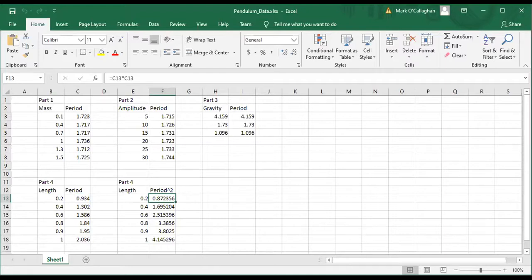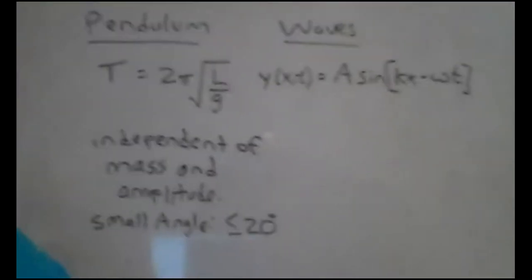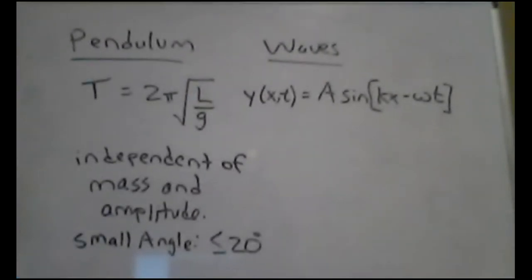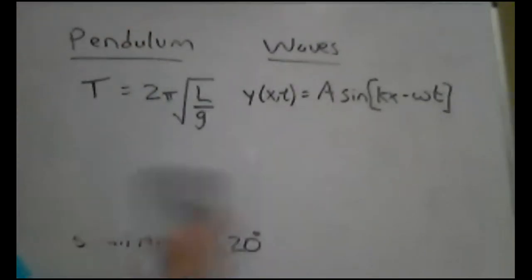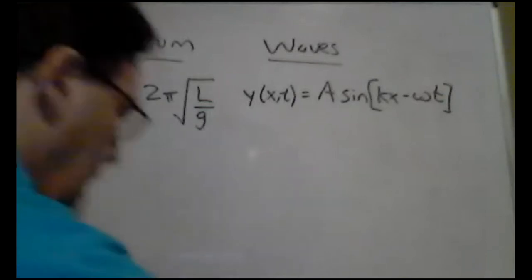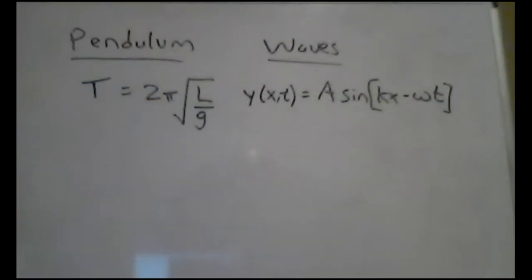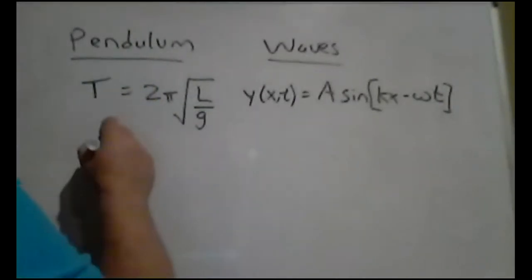So let me show you something real quick. This is kind of an interesting little trick. So let me go back to my whiteboard briefly. Okay, so why are we doing the T squared business? Well, we notice that the period goes to square root of the length. So what would I expect to see? I would expect to see something like this.